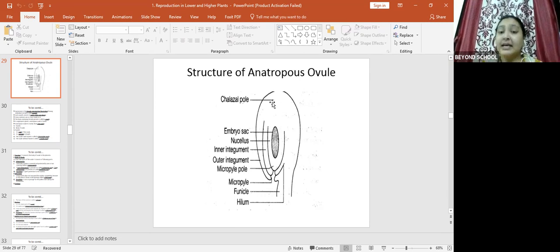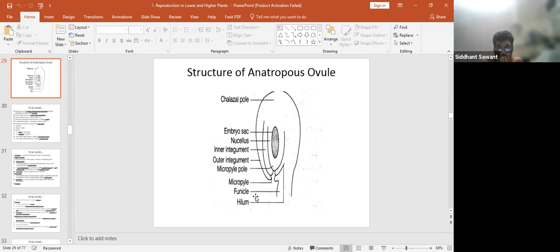All right, here the hilum is related to the ovule placenta. It is a protective covering, and therefore we call it the hilum, which is interlinked with the placenta of the ovule. Understood, Siddhant? Yes, okay, ma'am. Now let us move further.